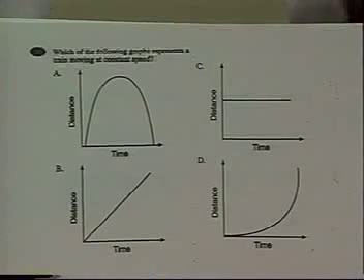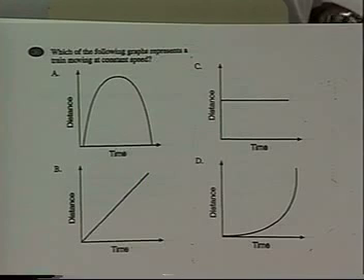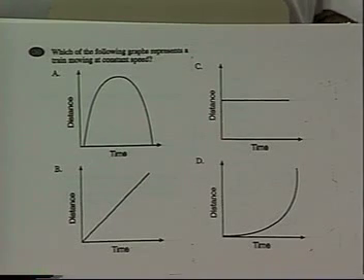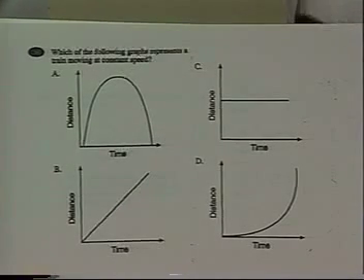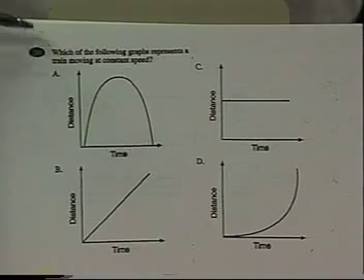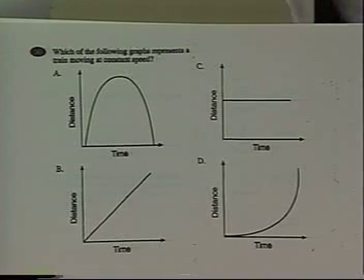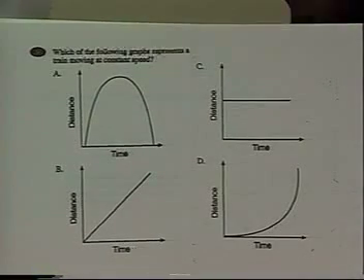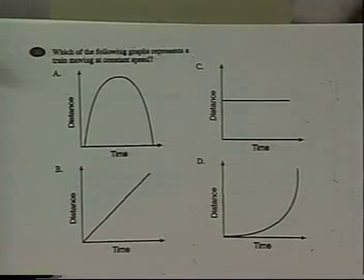This one's Bernard's. Which of the following graphs represents a train moving at constant speed? A, C, B, or D? All right. So we've got a train moving at constant speed, or a car, or some kind of vehicle going at a constant speed. B. That means it's like going at 50 miles an hour, and it stays constant at 50. It stays at that speed. So it's B.